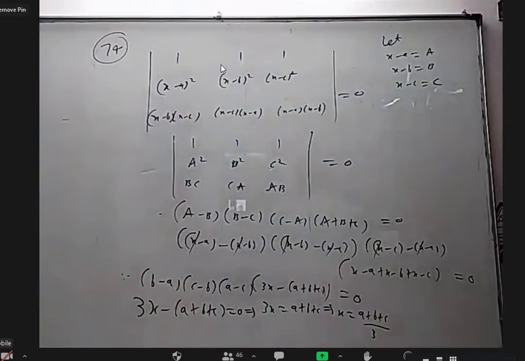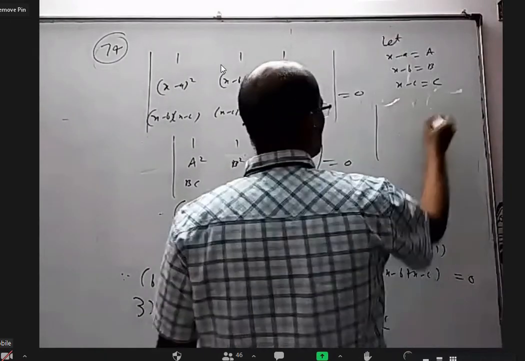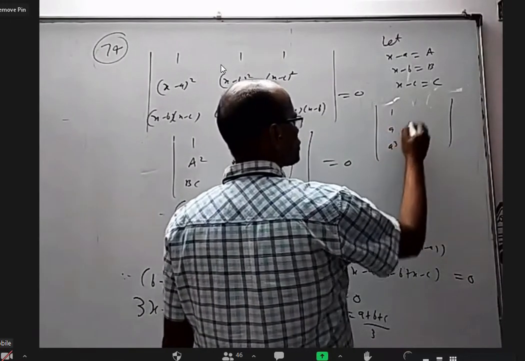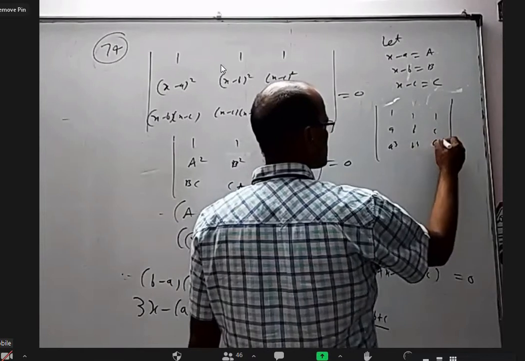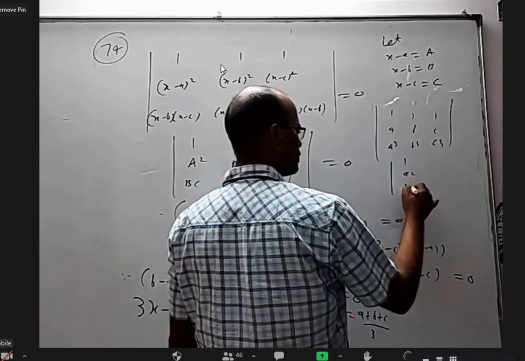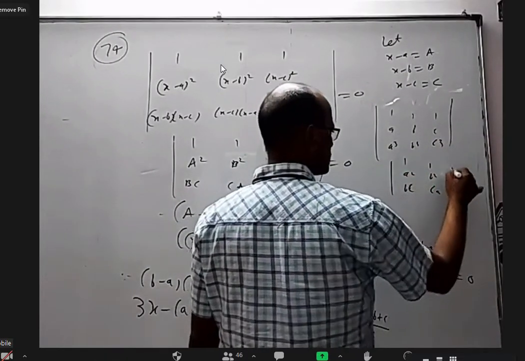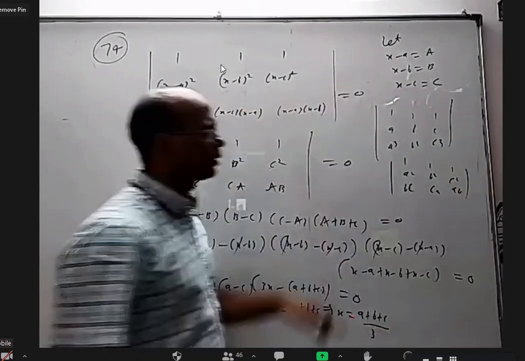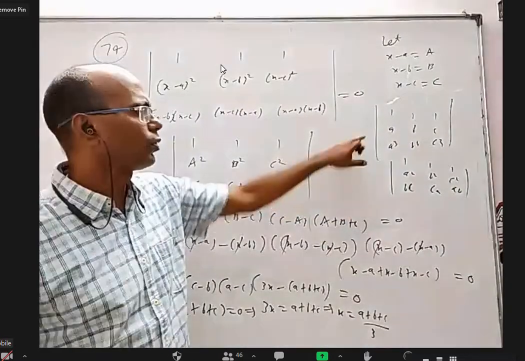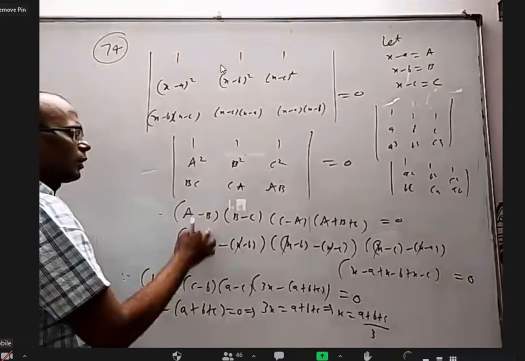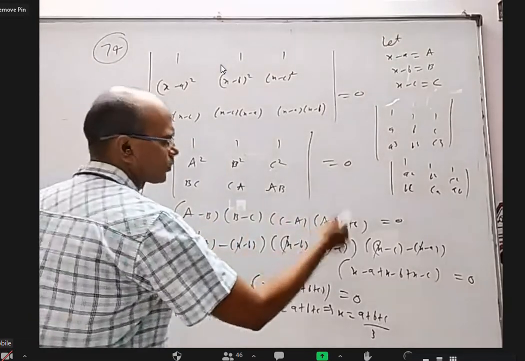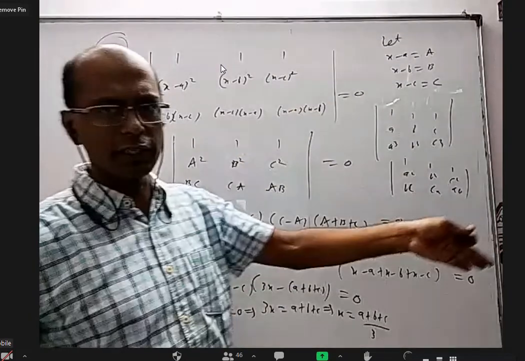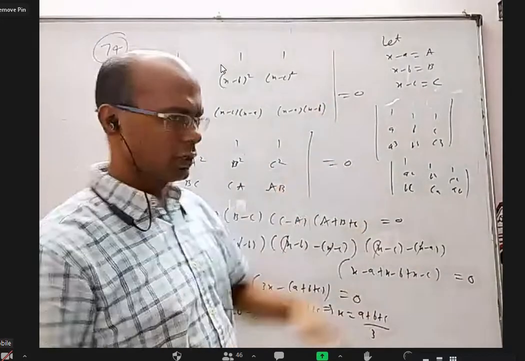Okay. What is that? There are two questions with the same answer. Just now we had discussed about it. Yes, sir. 1a cube, 1b cube, 1c cube, or 1a square bc, 1b square ca, 1c square ab. This one and this one both have the same answer, which is a minus b into b minus c into c minus a into a plus b plus c. Because they are fourth degree, when you put a equal to b, same logic.